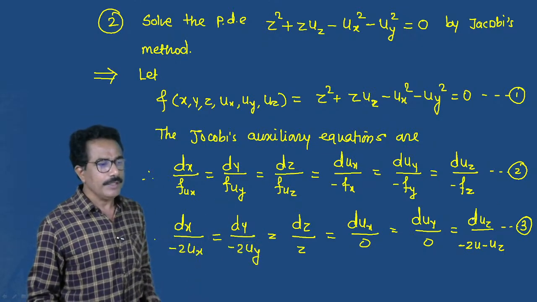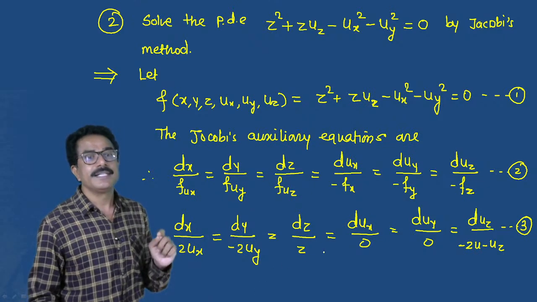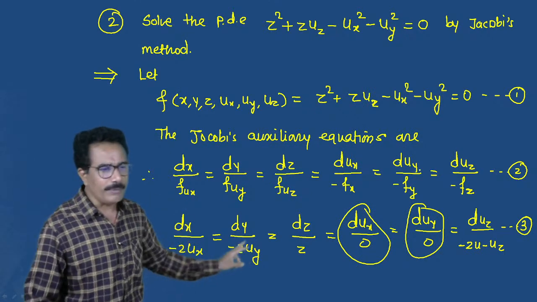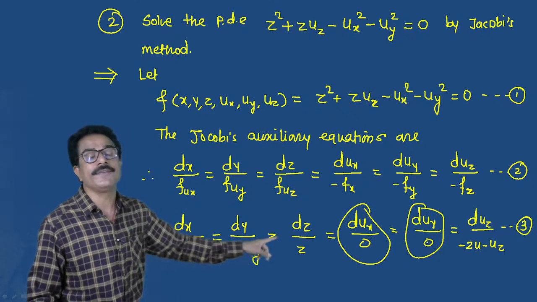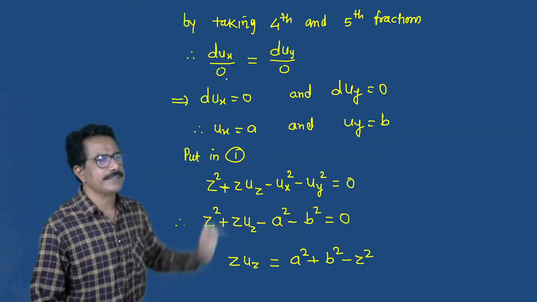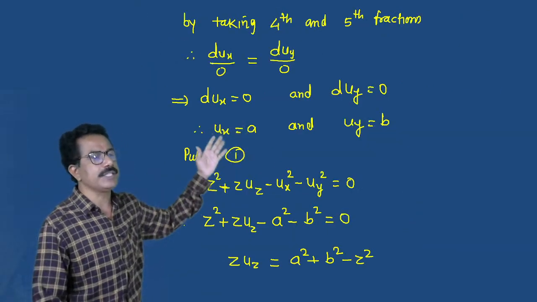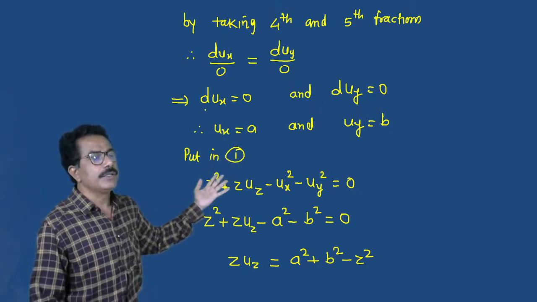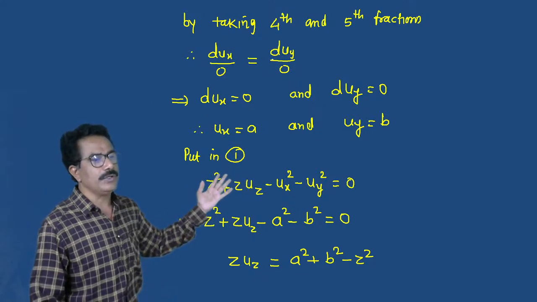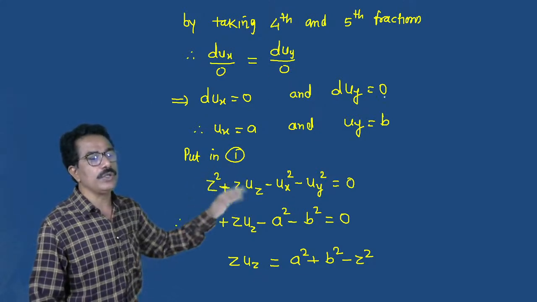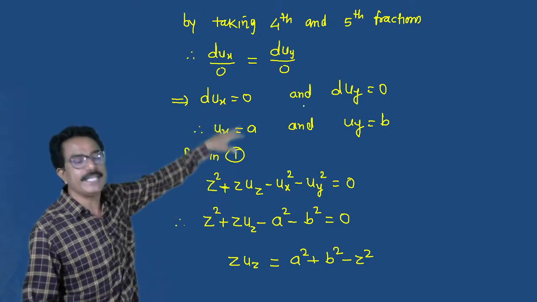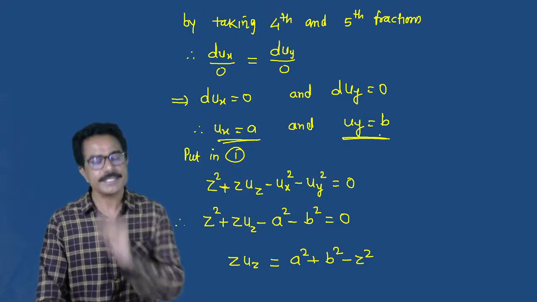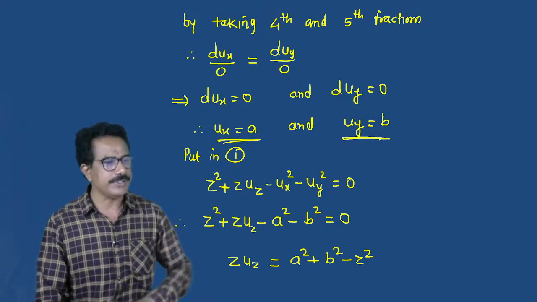Now we have to take these terms; it is easy to solve. From the fourth and fifth fractions we can write dux by 0 equals duy by 0. That means dux equals 0 and duy equals 0. By integrating, ux equals a and uy equals b. Did you understand how this came? ux equals a, uy equals b.